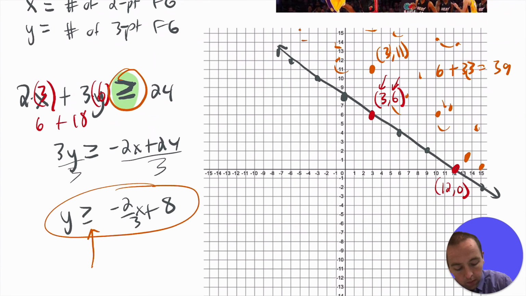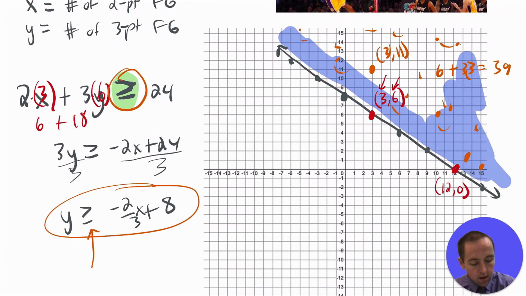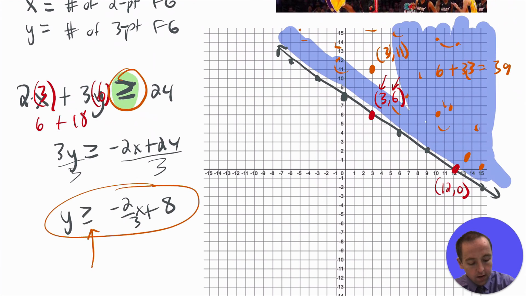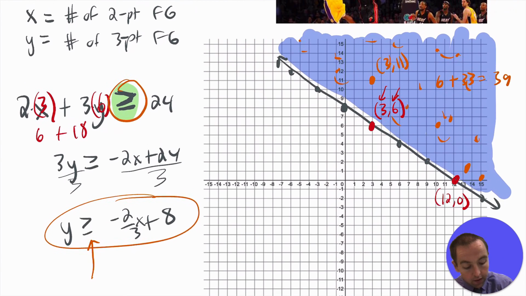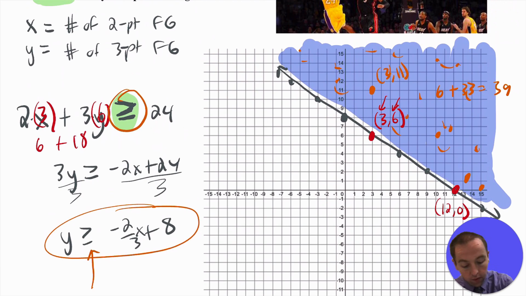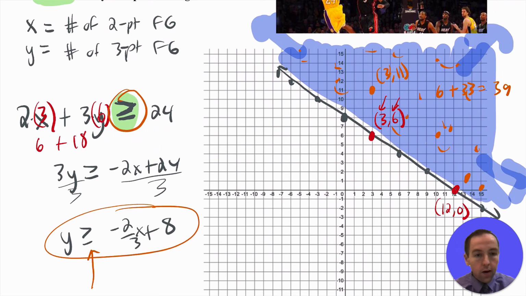To better represent that, rather than just making a bunch of dots, because you're never going to have enough time in your life to draw all those dots, we can just shade all of this, and that's going to represent this linear inequality in this particular case. Note that this shading goes on forever. It's going to keep going that way and that way and that way. So that's going to represent the set of all possibilities.